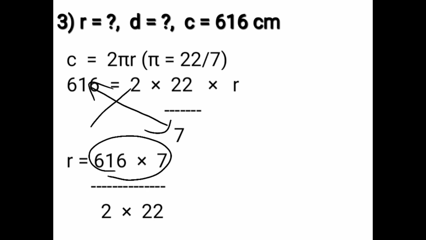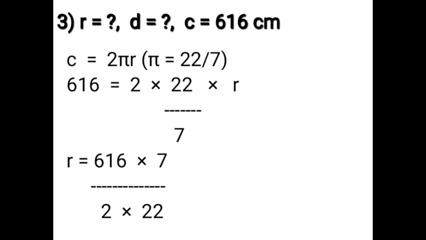Okay, this is the cross multiplication method. When you find radius and diameter, you have to use cross multiplication method. Okay, when you find circumference, you don't have to use cross multiplication method. Now divide this 616 upon 2.